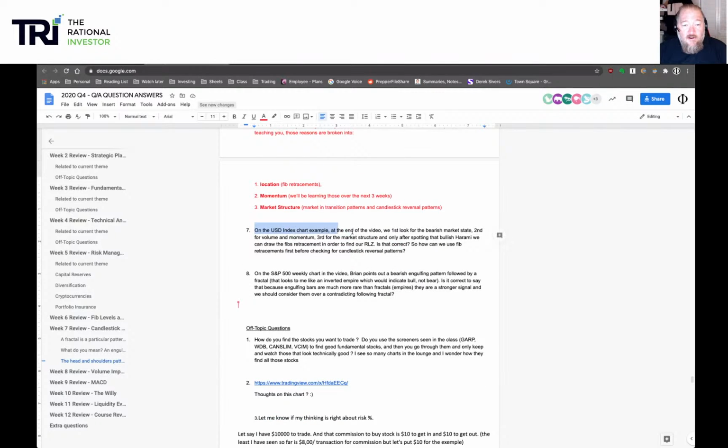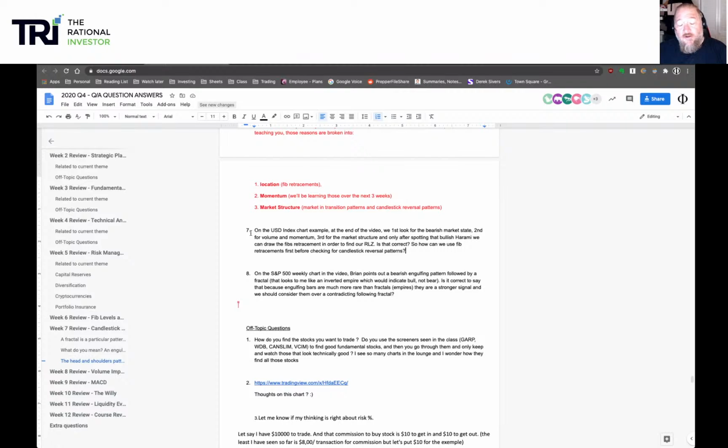On the US dollar index chart example in the end of the video, we first look at the bearish market state. Second for volume and momentum. And then third for market structure. And only after spotting that bullish Rami, we can draw the fib retracements in order to find our LZ. No, that's not really the order that I'd go in.